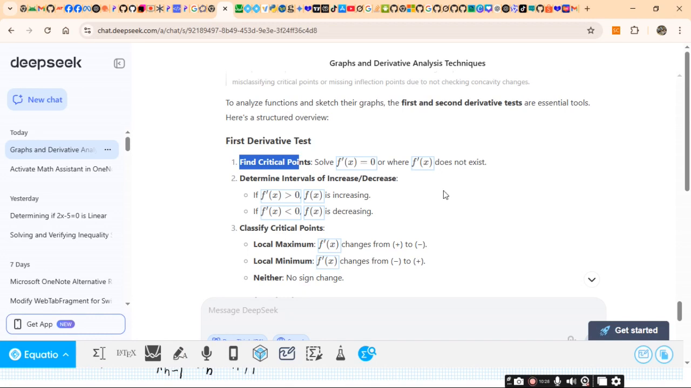In the next videos, I will give more examples, or an actual function, and we will try to apply the first derivative test to have an idea of how to plot the graph.